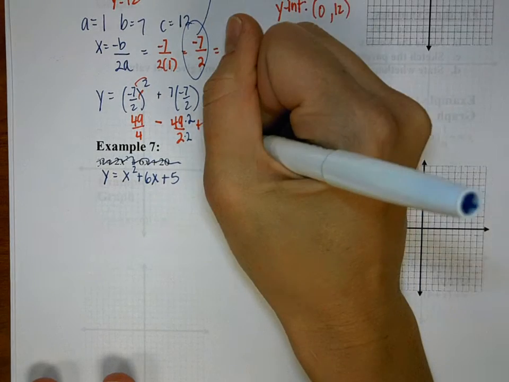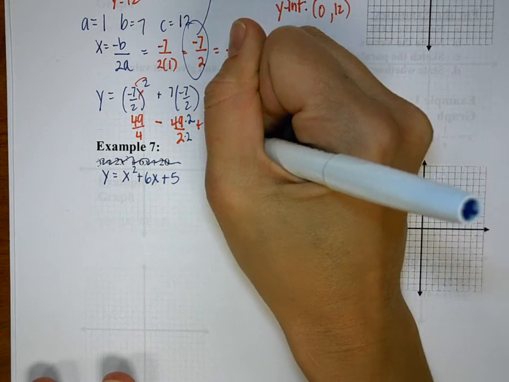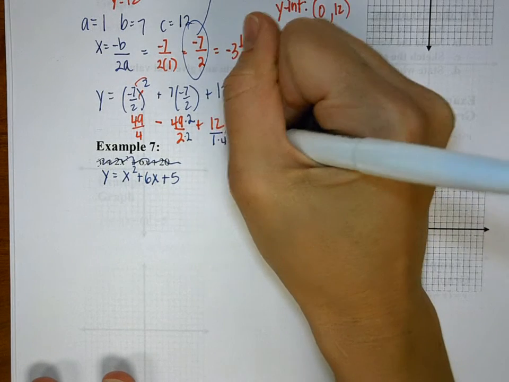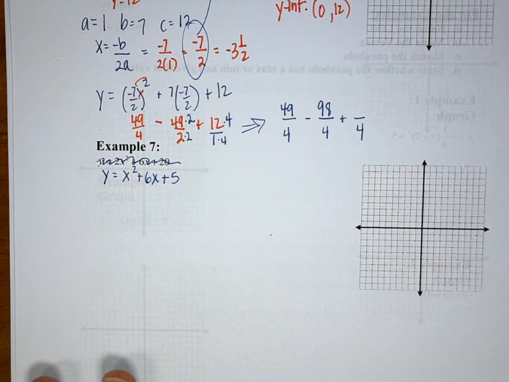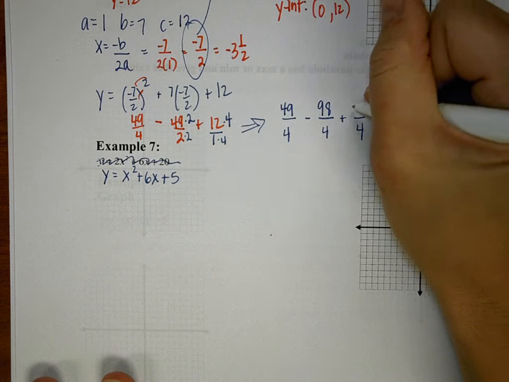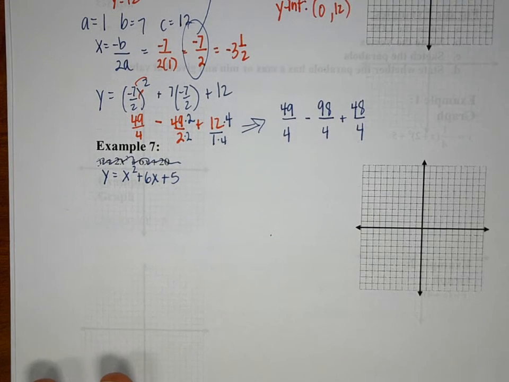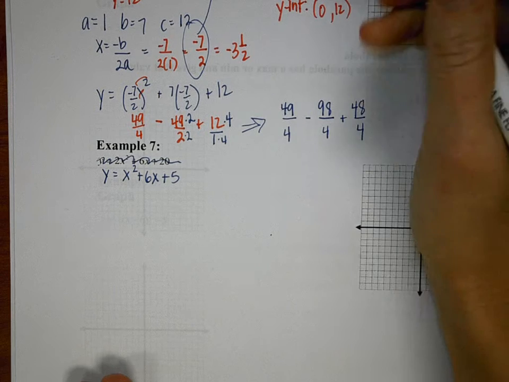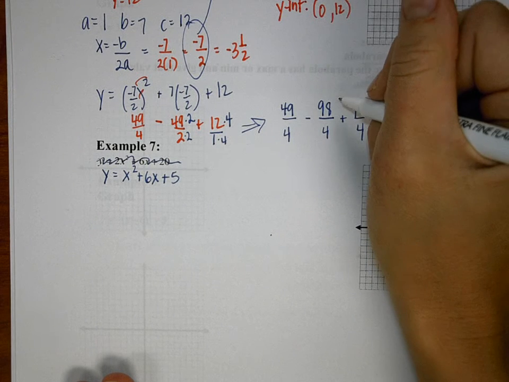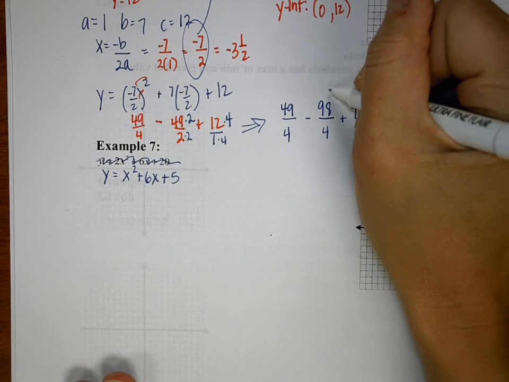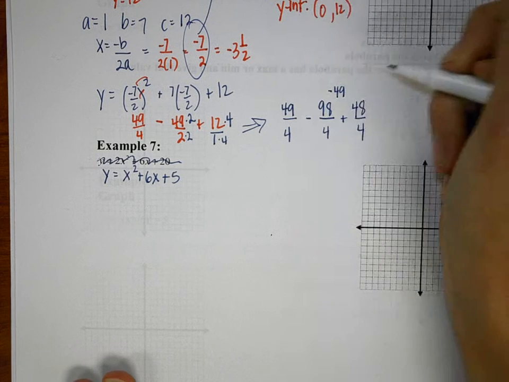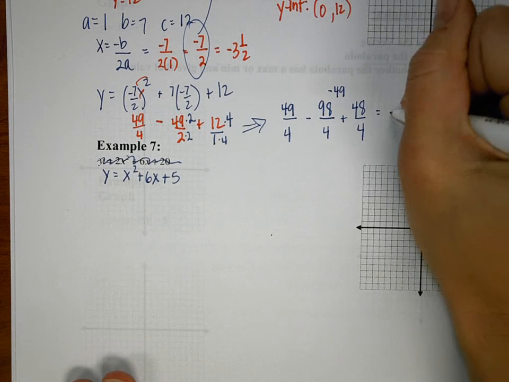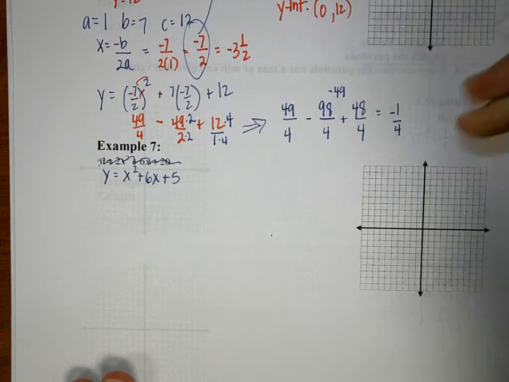This 12 is really over what? 1. So I have to multiply 1 times what? 4. So that means I have to multiply 12 times 4, which gives me 48. Okay? And then we're going to go through and solve. So 49 minus 98 is negative 49. And then negative 49 plus 48 is, so I get negative 1/4.